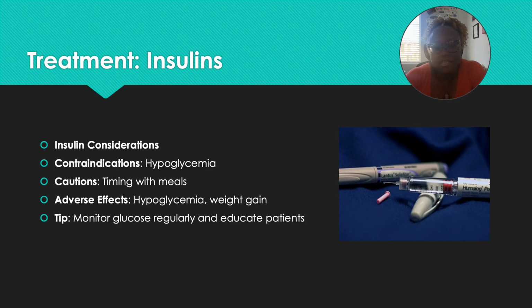Some insulin considerations. Insulin is, of course, contraindicated if they have hypoglycemia. We don't want to bottom them out. We want to use it cautiously with timing with the meals, but also with other meds. Adverse effects: hypoglycemia and weight gain. We want to monitor their glucose regularly and educate the patients on hypo and hyperglycemia signs and symptoms.